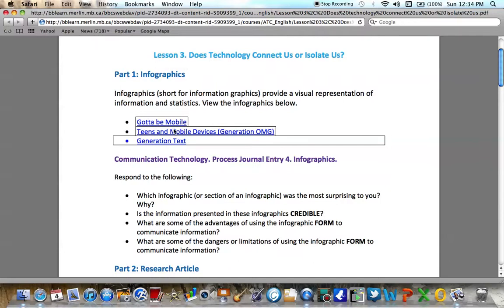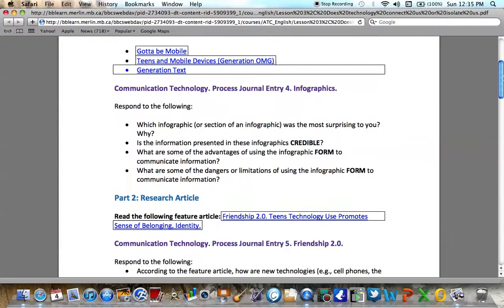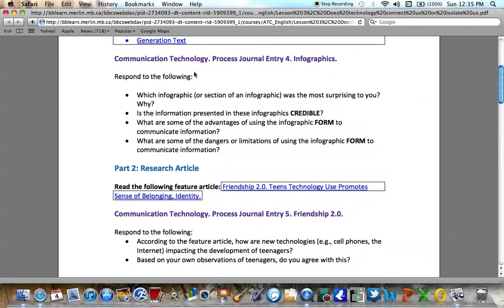So you're going to look at the 3 infographics and you're going to respond to the infographics with a process journal entry. So after you view the infographics, go to your process journal, create a new entry, communication technology, process journal entry 4, infographics, and you respond to the following. Which infographic or section of an infographic was the most surprising to you?